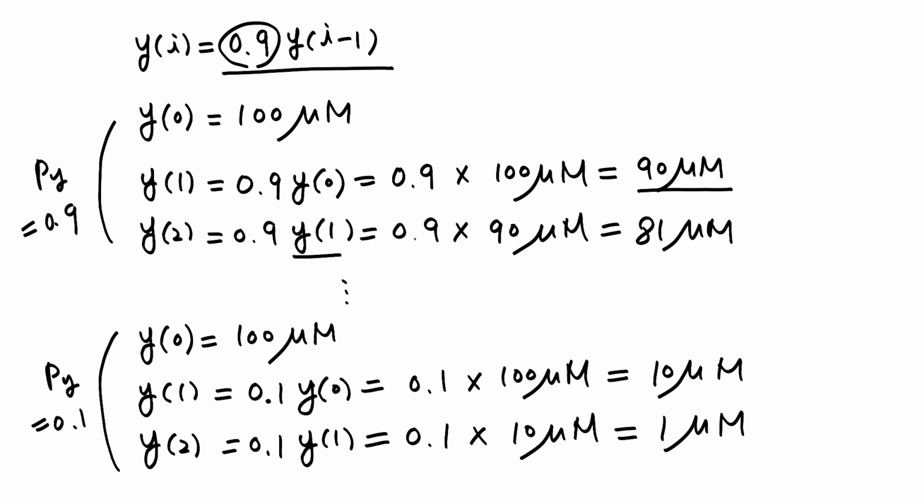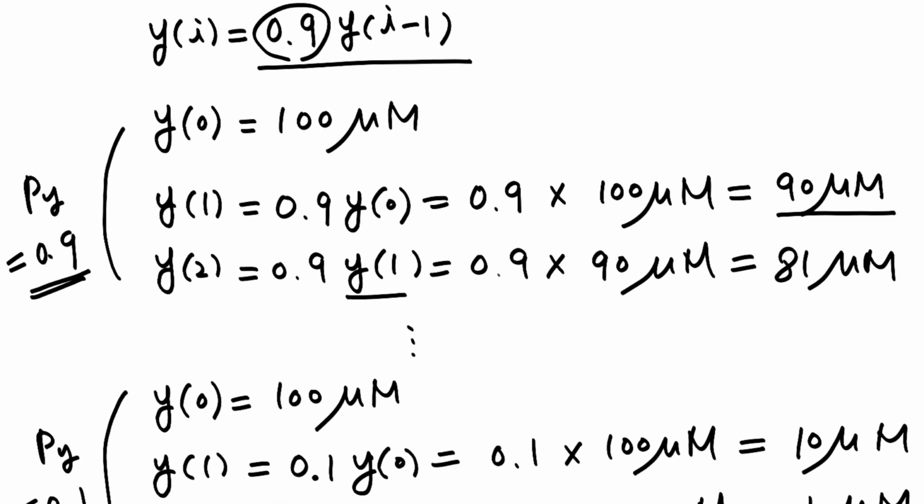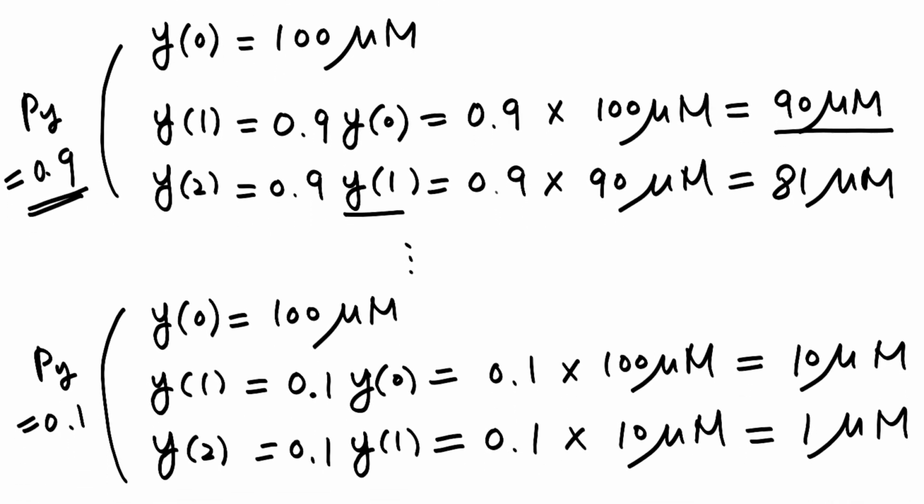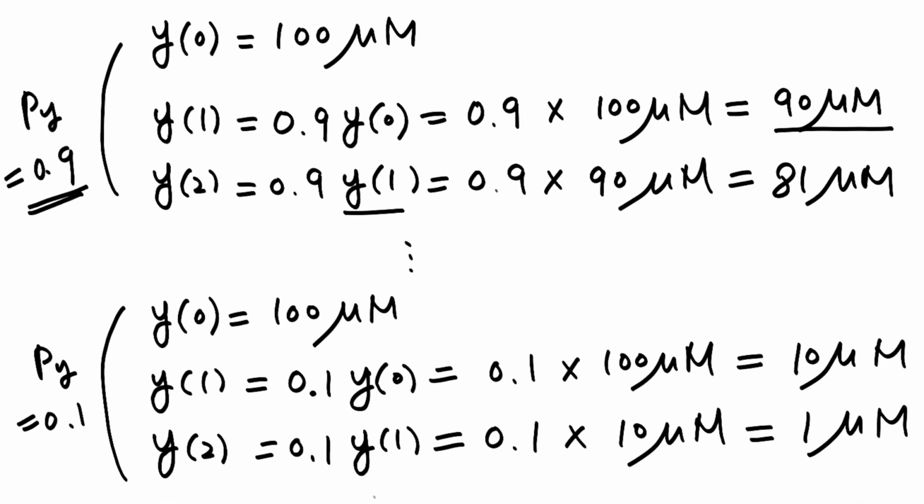So you see that when this value, p sub y, decreases, actually we see a more rapid decrease. When p sub y is 0.9, the Y protein concentration changes from 100 to 90 to 81. But in this case, when p sub y is 0.1, the concentration goes from 100 to 10 and 1. It's decreasing much faster.